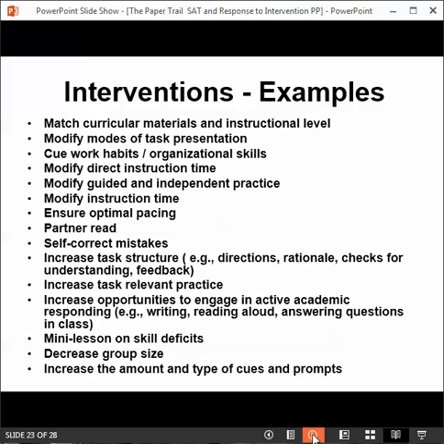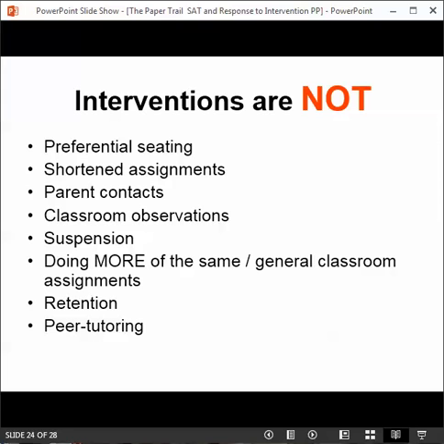And there are intervention packages that are provided that schools can buy to work on with students that have been proven to be effective. So interventions are specific strategies that are used with the student to help them succeed. They're progress monitored, and they're done for a specific amount of time, and then it's reviewed to see if the student has progressed or not progressed. Interventions are not moving the student's seat to the front, shortening their assignments, calling the parent, retaining the student, or punishing the student. Those are not interventions.